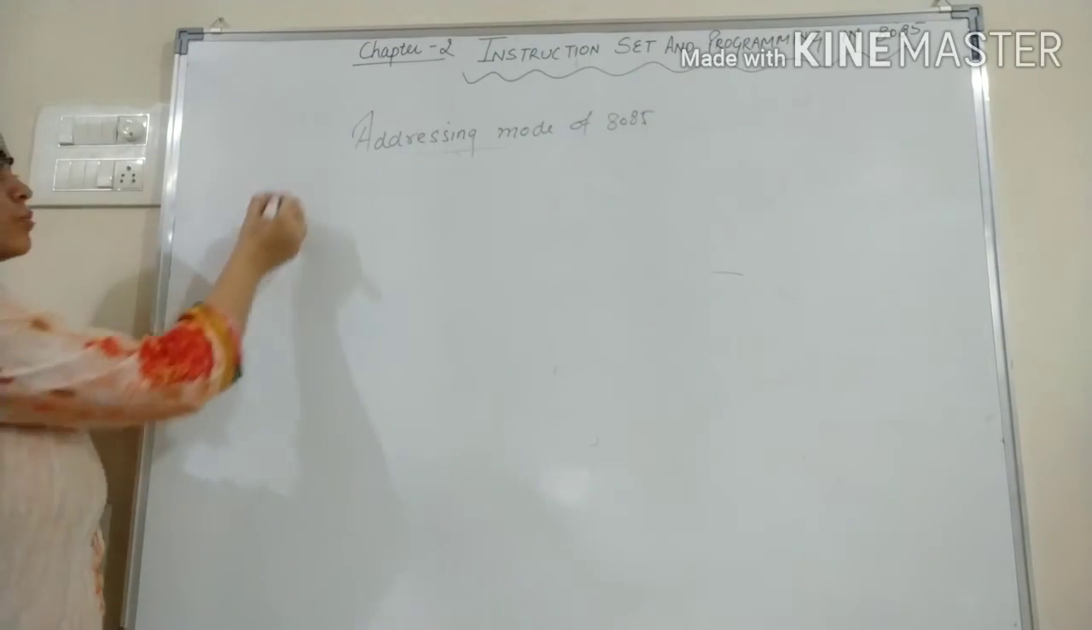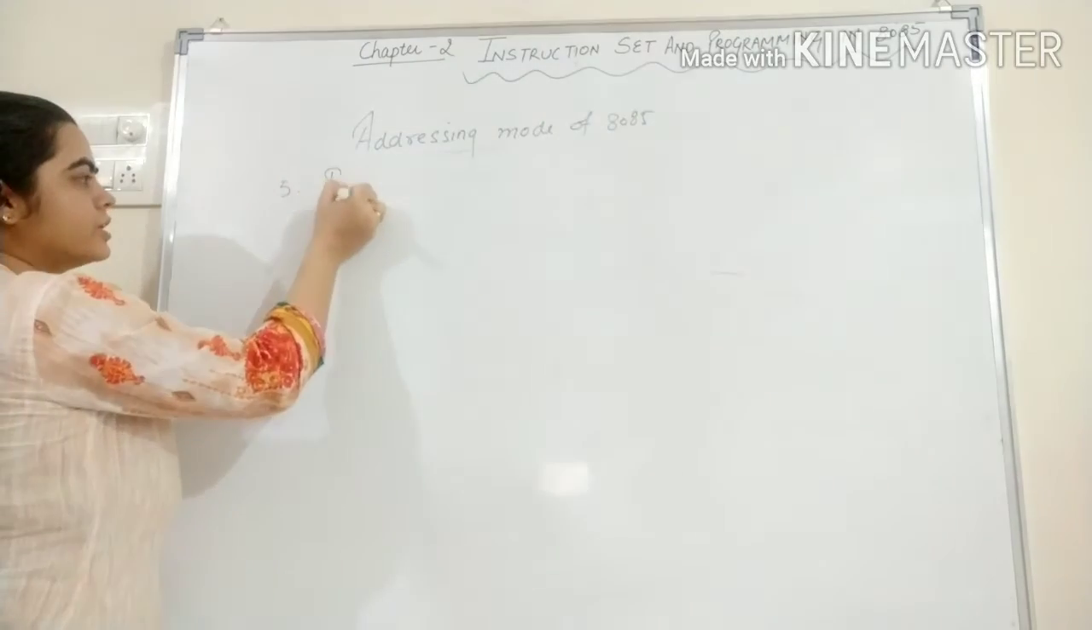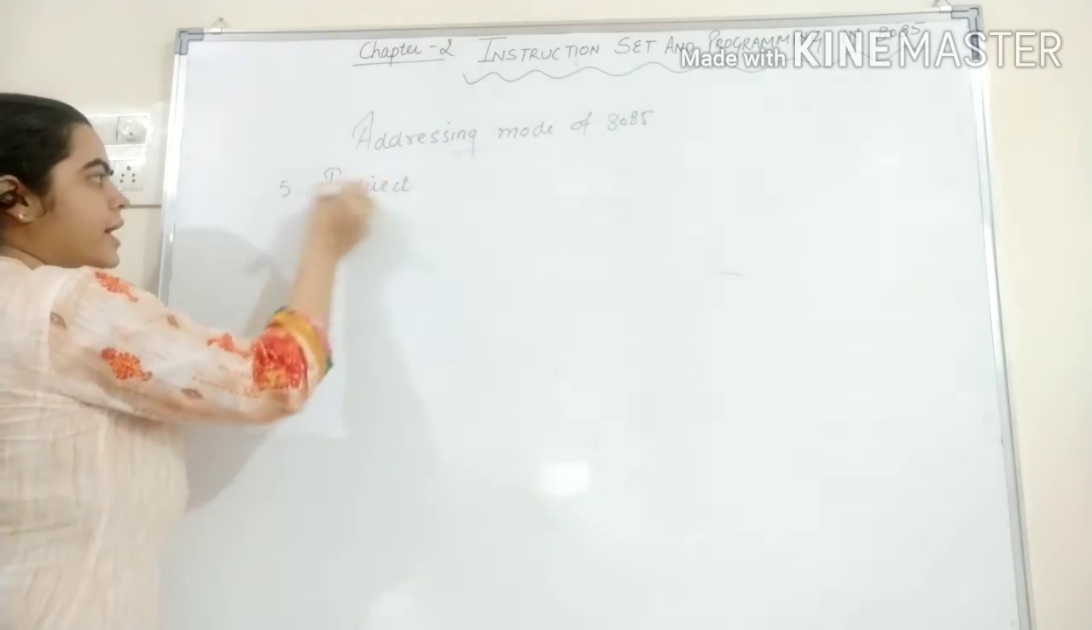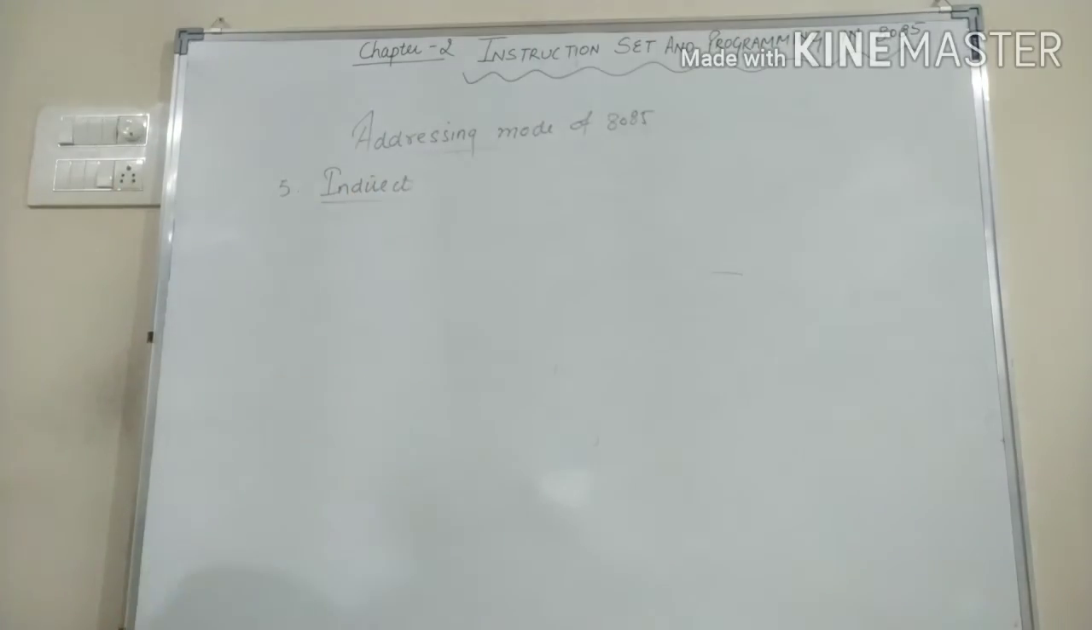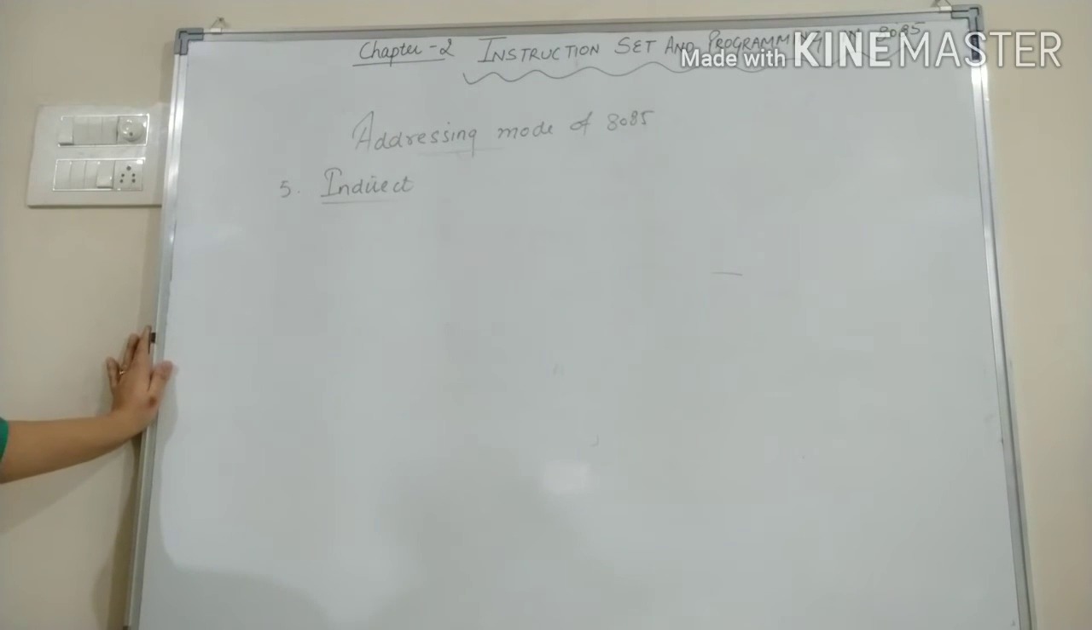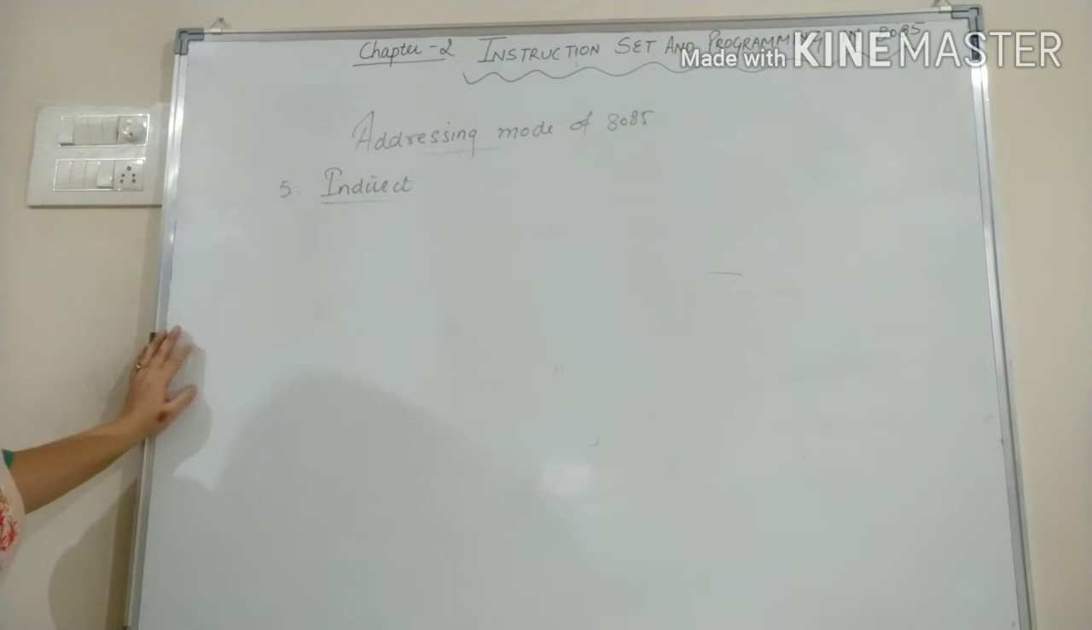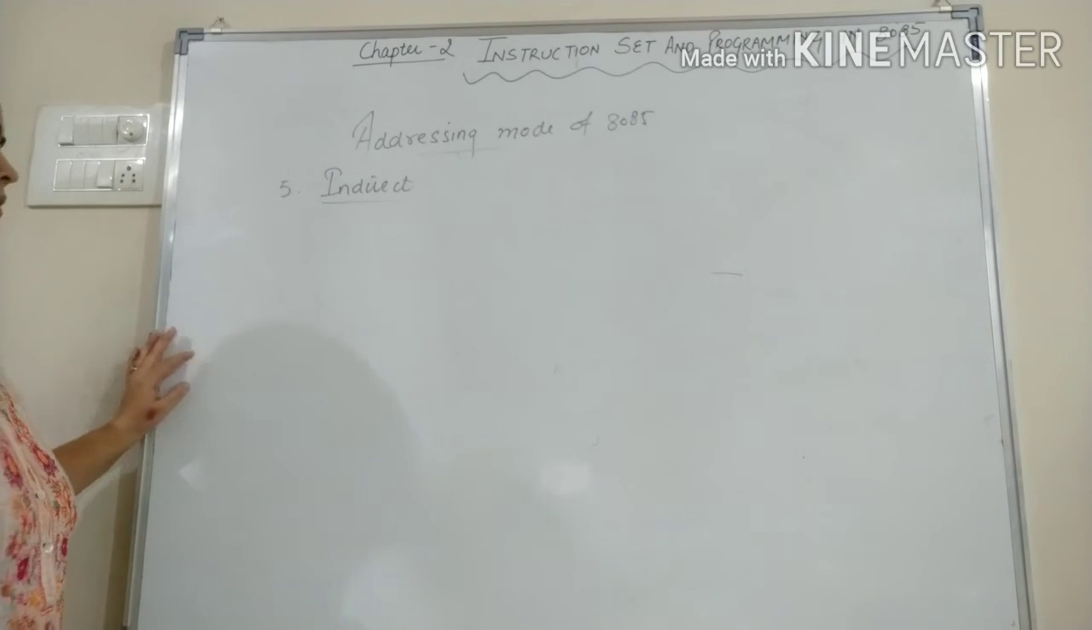Indirect addressing mode is a very important addressing mode. Okay students, so what is indirect addressing mode? The instruction references the memory through the register pair. The memory address where the operand is located is specified by the contents of the register pair.